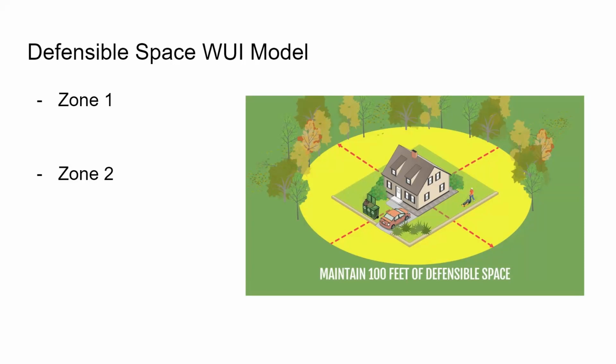The wildland-urban interface model for defensible space is split between 2 zones. Zone 1 is the first 30 feet from the structure. It should have no flammable fuels. And Zone 2 is the next 70 feet from the home or structure. Here, fuel should be treated. The chimney, if present, should be thoroughly cleaned, and the exterior of the structure should be sealed and made from non-combustible materials.